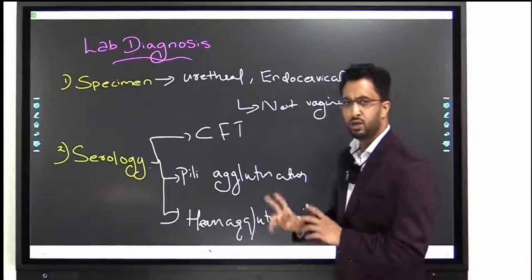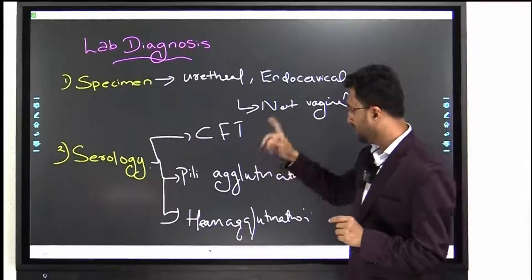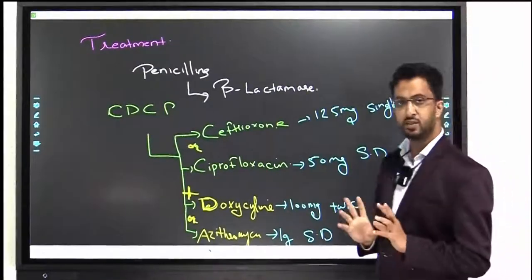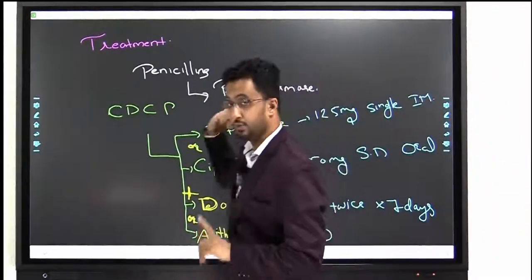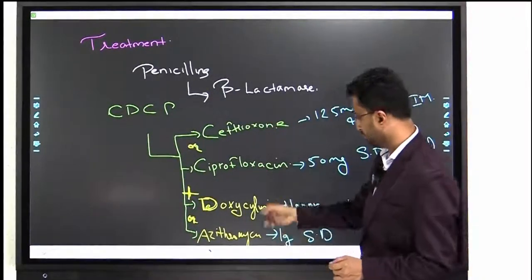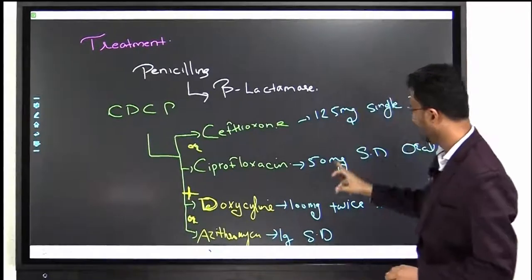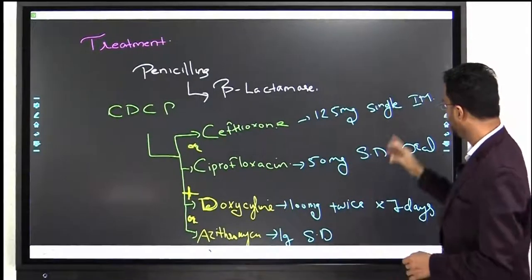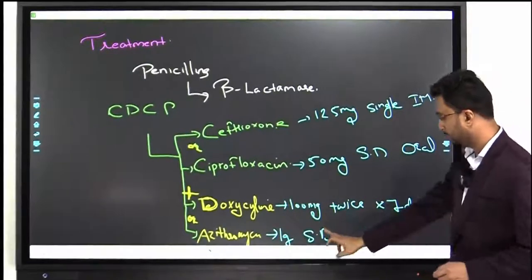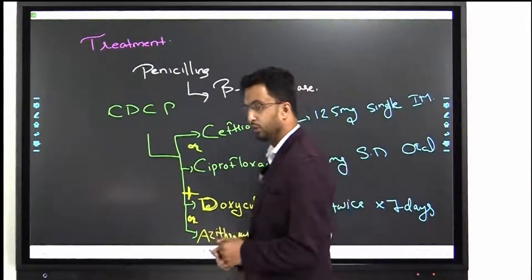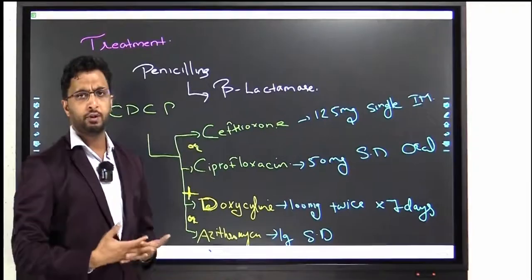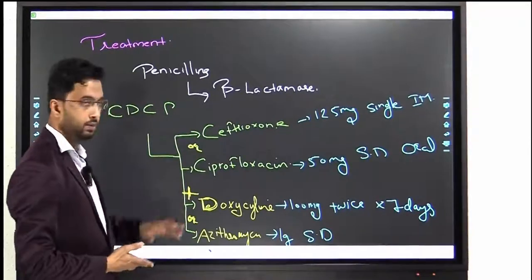Lab diagnosis: specimen never from vaginal. Serology: CFT, pili agglutination, hemagglutination. Treatment: penicillins are no more effective because of beta-lactamase, not any other mechanism. Ceftriaxone, ciprofloxacin, doxycycline, azithromycin: 125, 500, 100, 1. Single IM, single oral, twice for 7 days, single dose, single dose daily for 5 days, fine. So there is no specific mention in the recommendations by CDC.